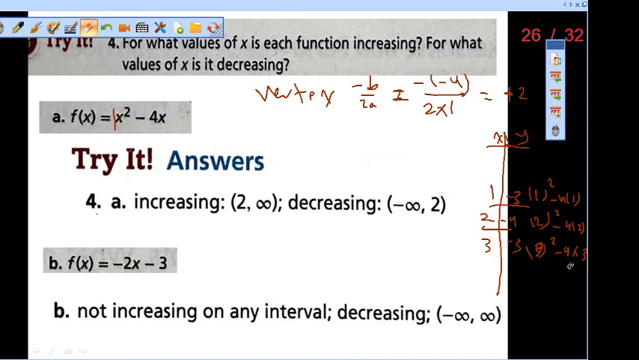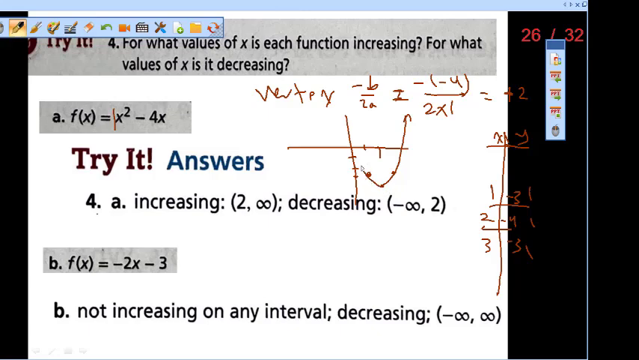Now let's graph. My first point 1, negative 3, 1 and down 3. My second point 2, negative 4. My third point 3, negative 3. It means guys it's somehow like this one. But what do I need also? I need the x-intercept. No, this one is increase, decrease. I don't need the x-intercept. I need only the vertex.